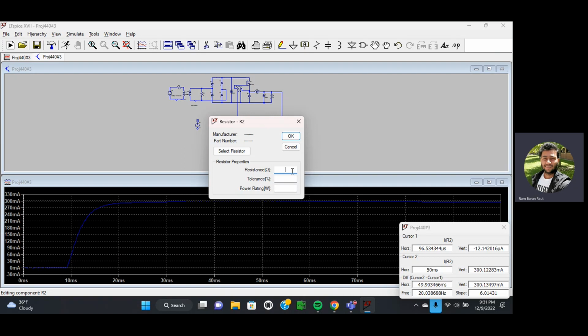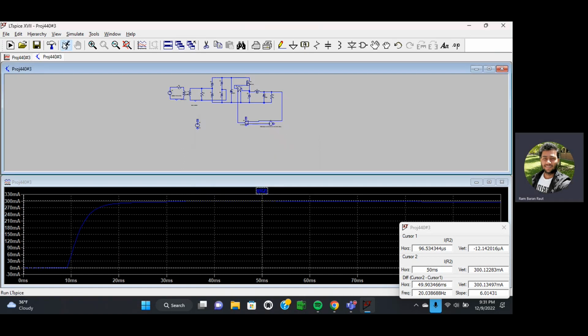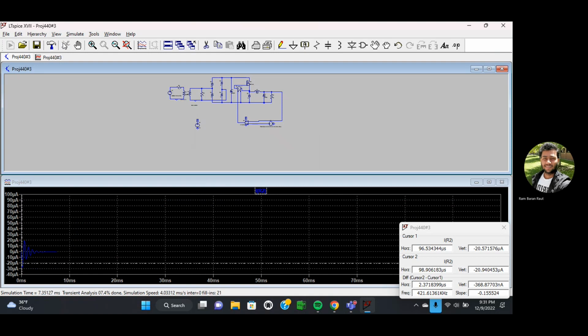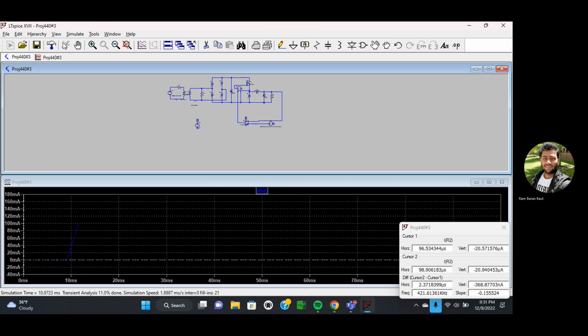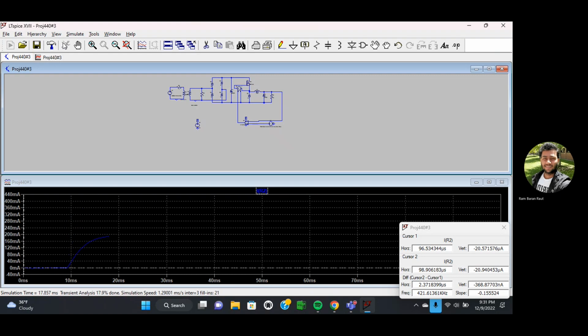Let's make this one 55 ohms. Then when you run this one, it's about 0.2 amp.